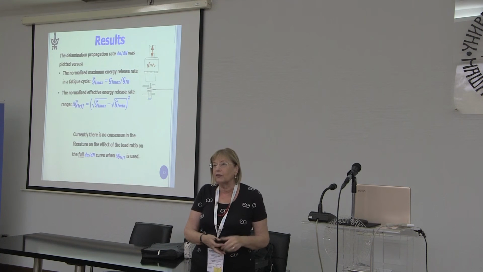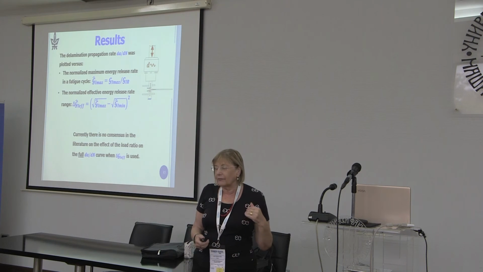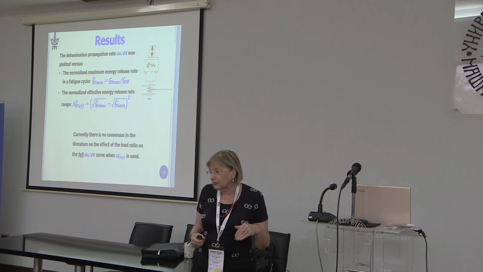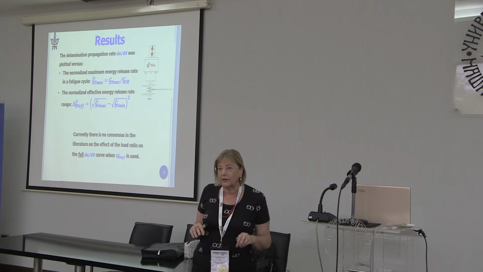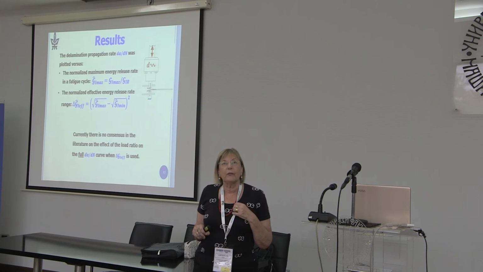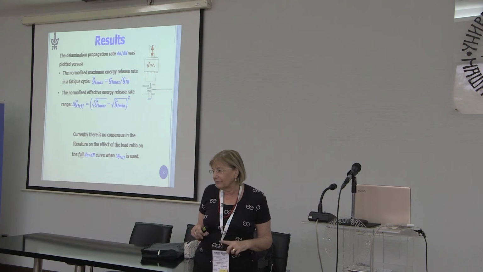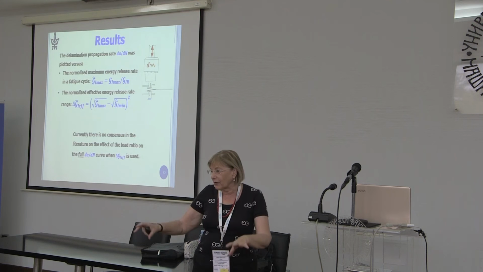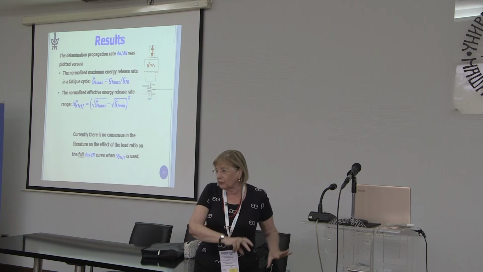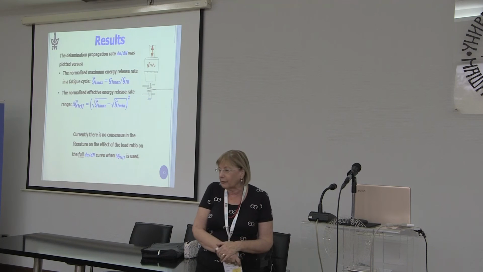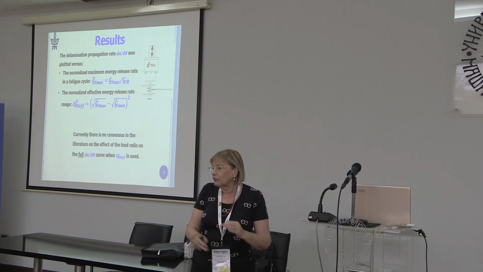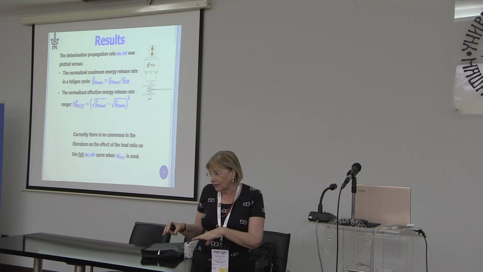It's very hard to get to threshold. So some people have defined threshold as when da/dN is 10 to the minus 10 millimeters per cycle. They took it from metals. But we get much lower values when we extrapolate. We have a method for extrapolating to the threshold values. So the answer to your question, yes.